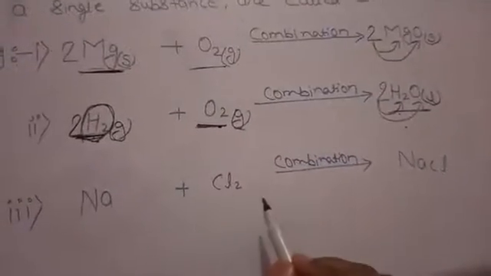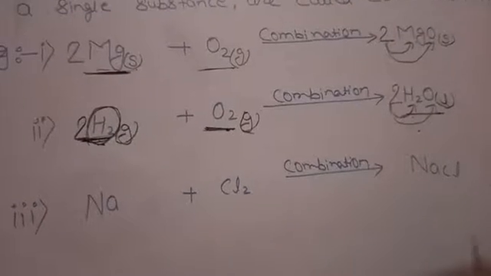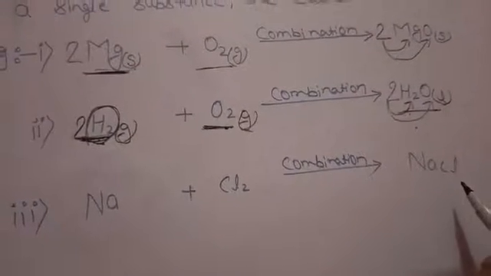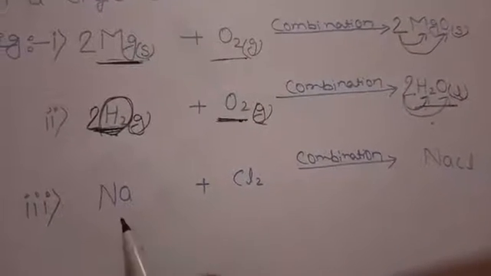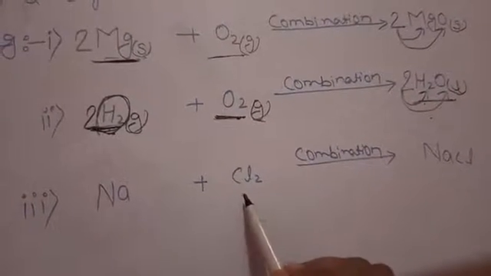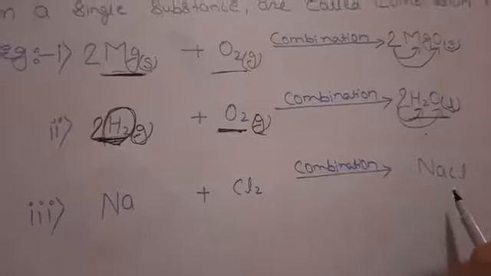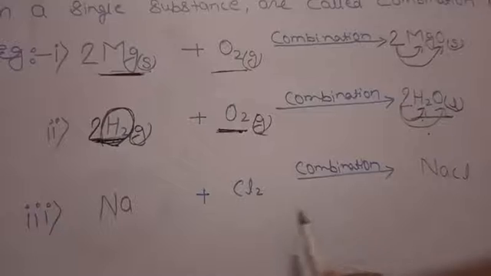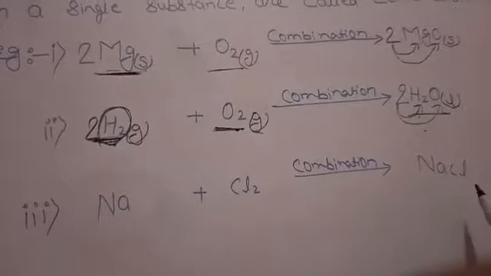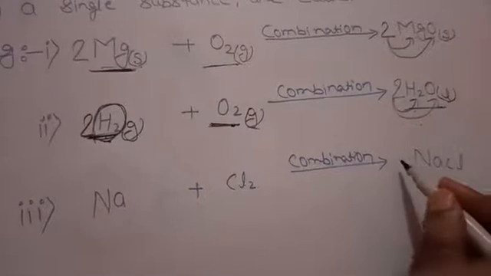Now if we talk about the last equation, here it is sodium combining with chlorine, and the product is sodium chloride, NaCl. Now to balance the equation, you can see here 1 atom of sodium is present, 2 atoms of chlorine are present, and in NaCl 1 atom of sodium and 1 atom of chlorine is present. Now to balance the chlorine, because here it is chlorine 2 and here it is 1, we should multiply here by 2.